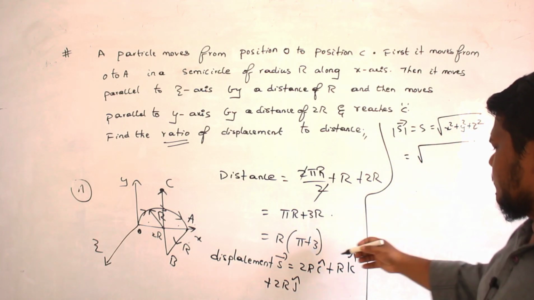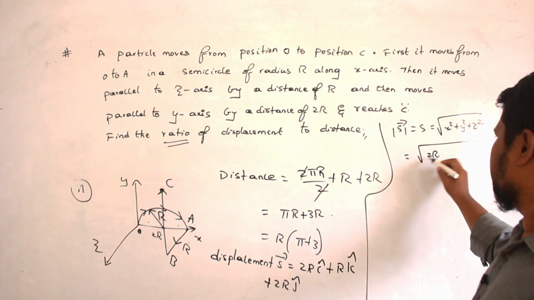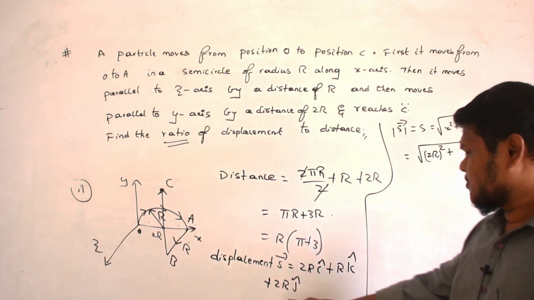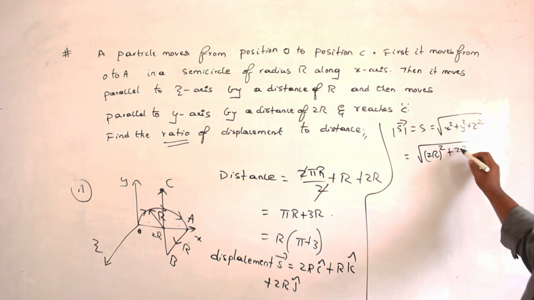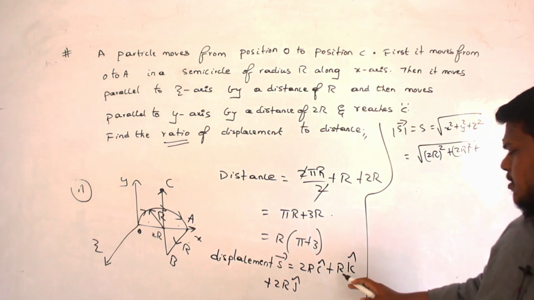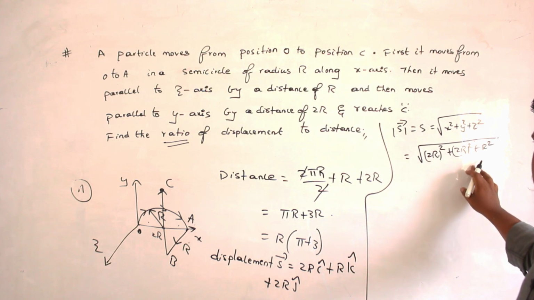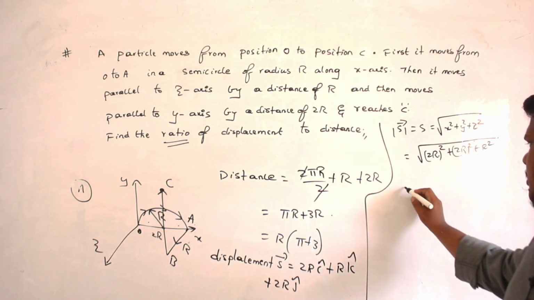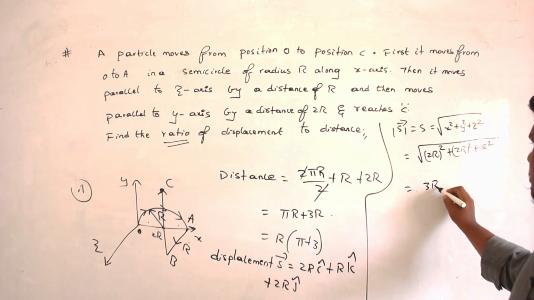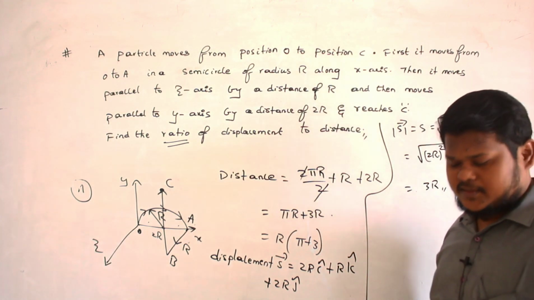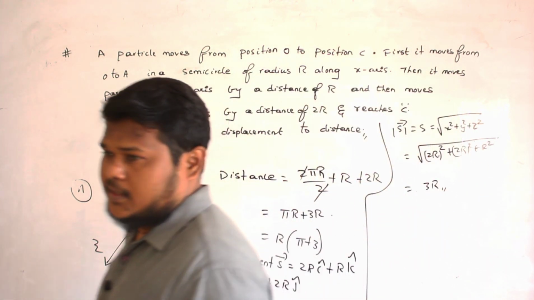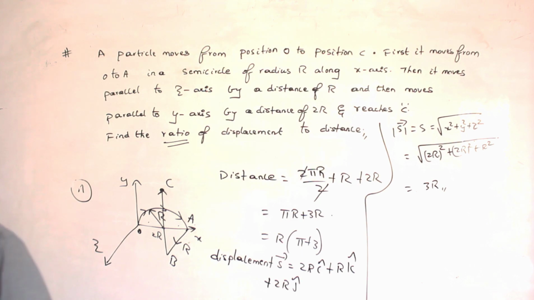So the square root of x value is (2r)², y value is again (2r)², and z is only r, so r². So 4 plus 4 plus 1, 9r², the square root is 3r. So this is the displacement travelled by the person. Are you able to understand?